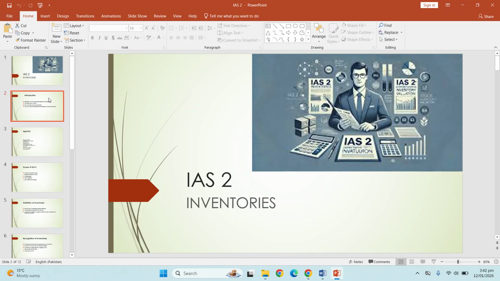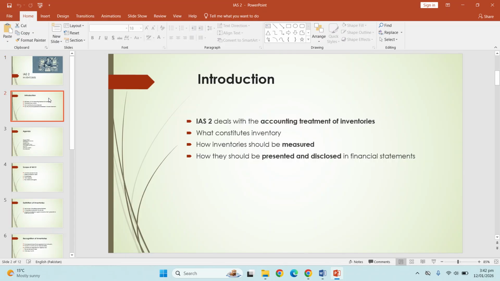Moving to the introduction part, IAS 2 provides guidance on accounting for inventories. It tells us what inventories are, how to value them, and how to present them in the balance sheet. The main goal is to ensure that inventories are stated at the lower of cost and NRV, which is net realizable value, which I will talk about in the upcoming slides. This is important because it ensures that the assets and profits shown in financial statements are realistic and not overstated.